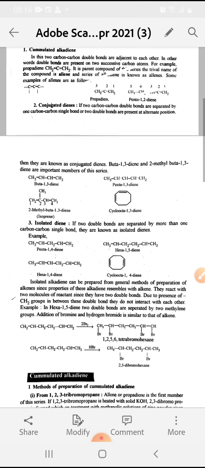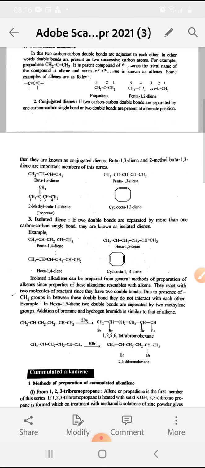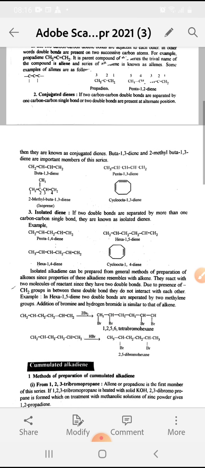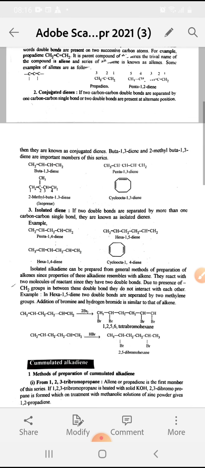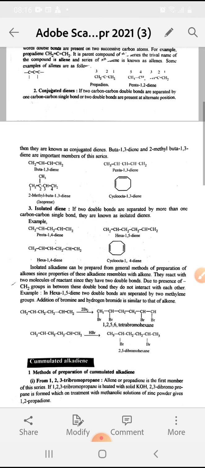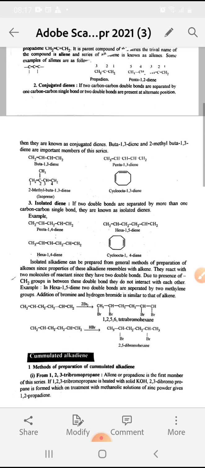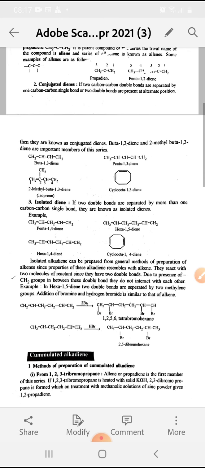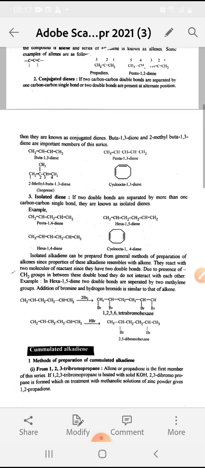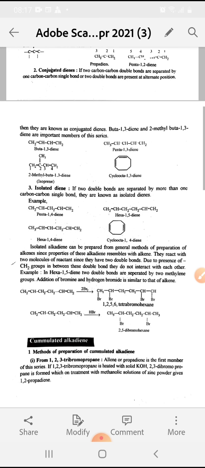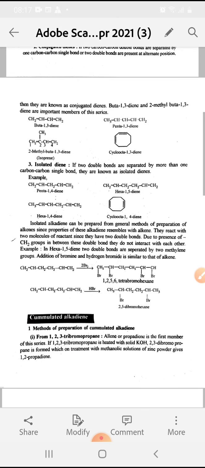Now we come to the conjugated dienes. If two carbon-carbon double bonds are separated by one carbon-carbon single bond, or two double bonds are present at alternate positions, then they are known as conjugated dienes. Buta-1,3-diene and 2-methylbuta-1,3-diene are important members of the series. So we see the examples. We have 4 examples. First is buta-1,3-diene. Second is penta-1,3-diene. The third example is 2-methylbuta-1,3-diene. And the fourth example is cycloocta-1,3-diene.